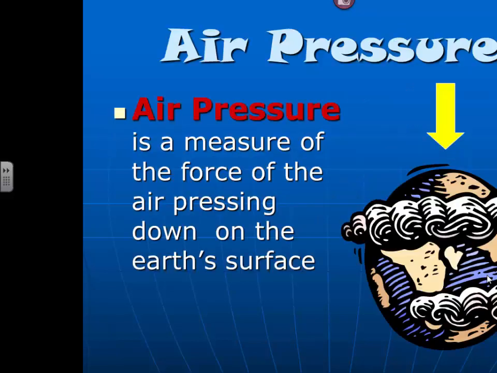Air pressure is a measure of the force of the air pressing down on Earth's surface. So everyone lives under a certain amount of air pressure because there's air above your head, and that air pushes down on you. And when you take that force and divide by the area it covers, that's what we call air pressure.